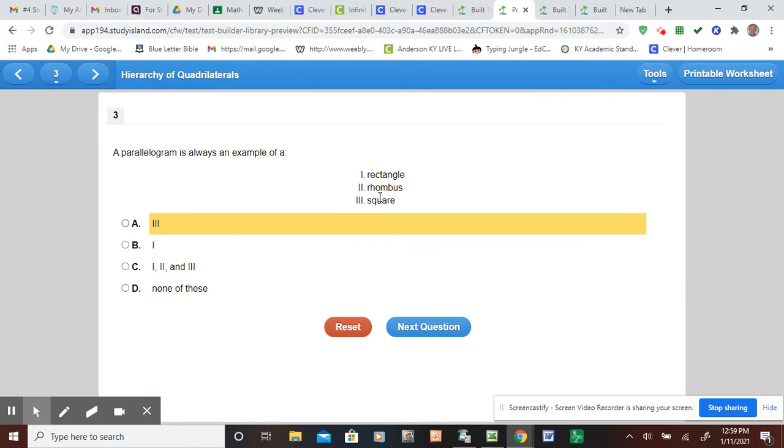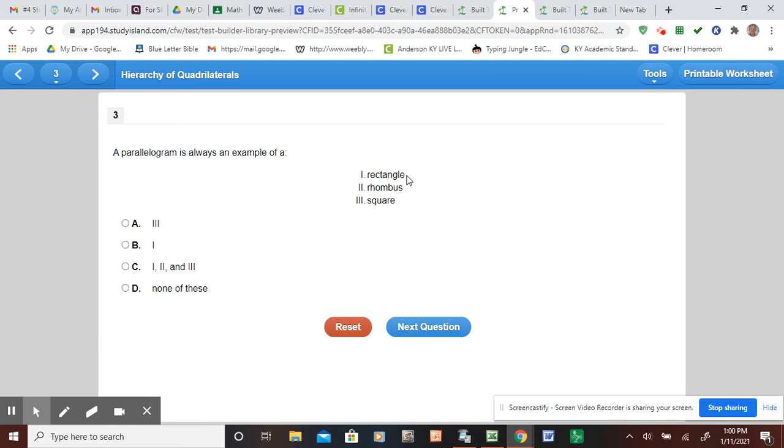Okay, how about this question? A parallelogram is always an example of... Now think for a second, a parallelogram has to have opposite sides parallel. What does a rectangle have to have? Yeah, a parallelogram has to have opposite sides parallel. A rectangle is a parallelogram. A rhombus is a parallelogram. And a square is a parallelogram.